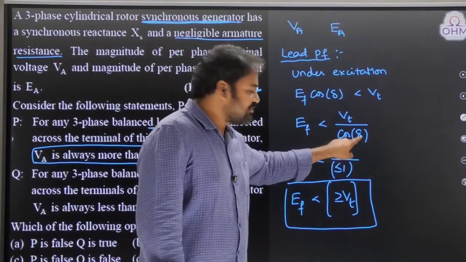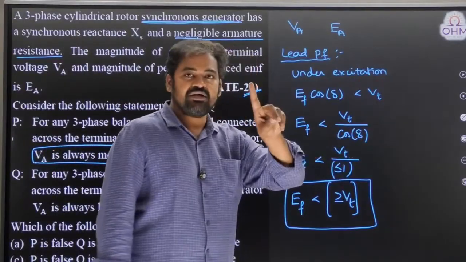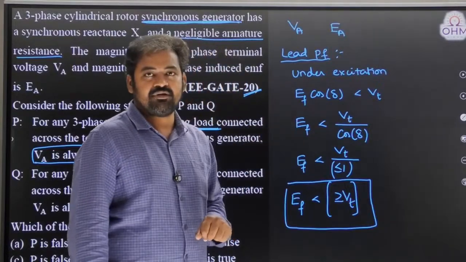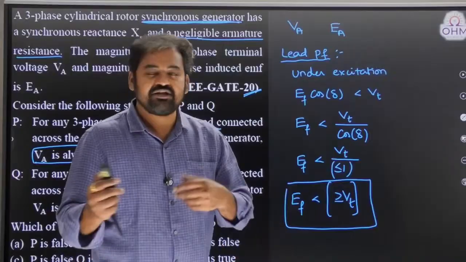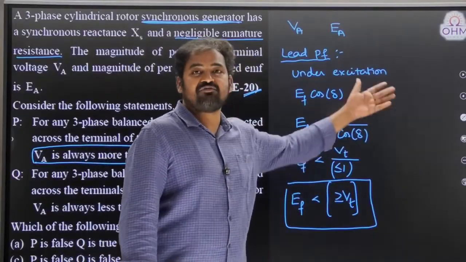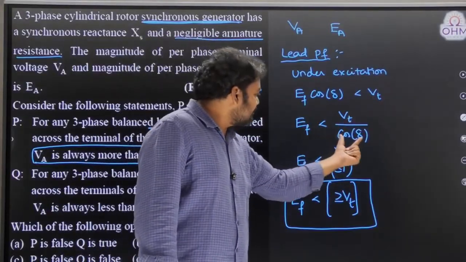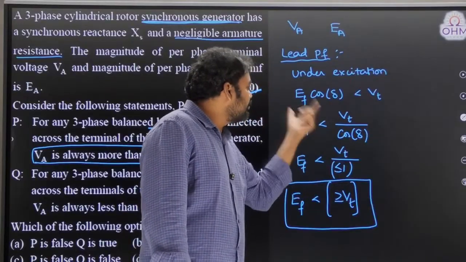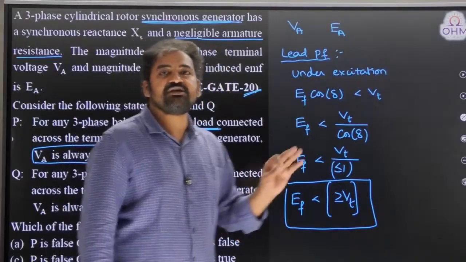Suppose if delta is 0, what is cos 0? 1. If cos 0 is 1, yes, VT is definitely greater than EF. But delta may not be 0 always, right? It may be 20 degrees, it may be 30 degrees, it may be 40 degrees. So unless you know the value of delta, you can't guarantee who is more, who is less. Therefore, statement P is wrong.